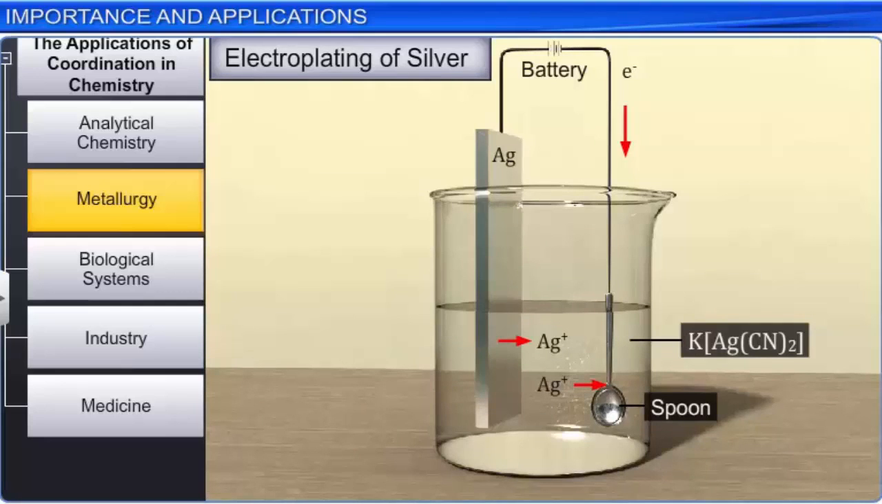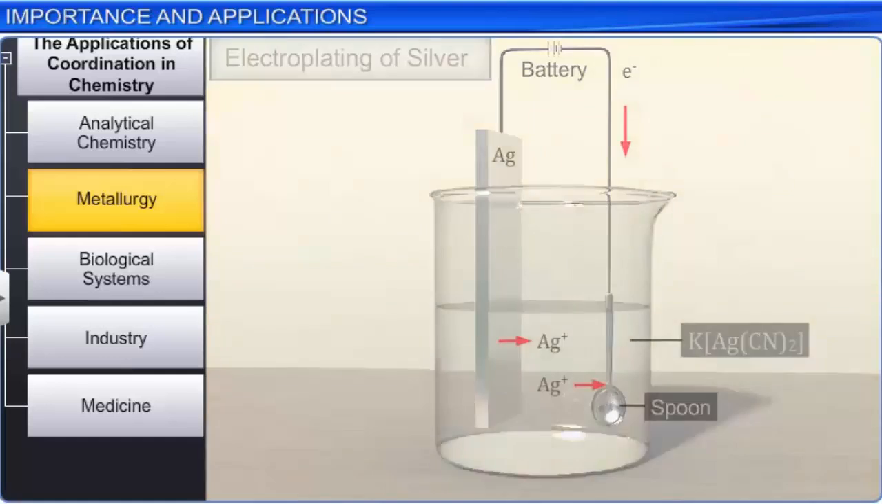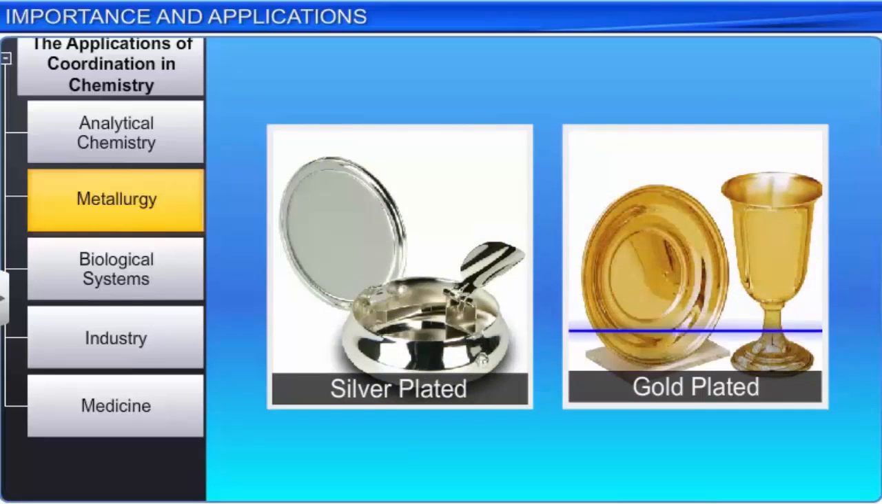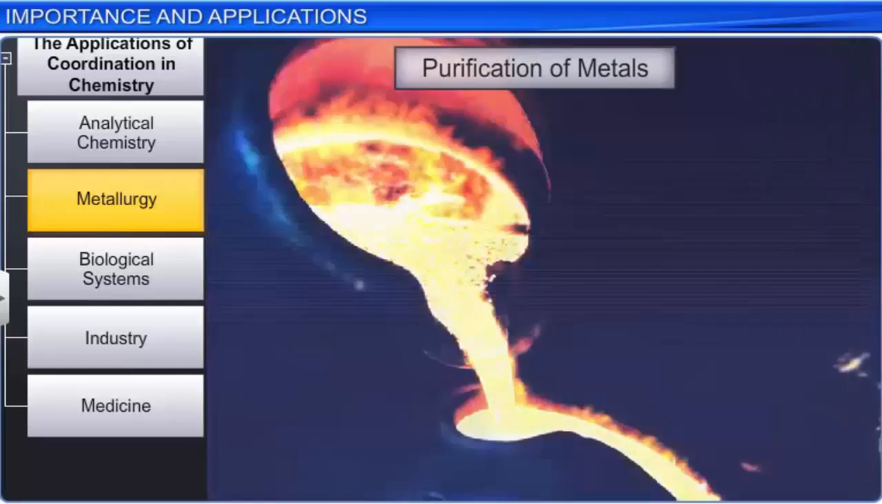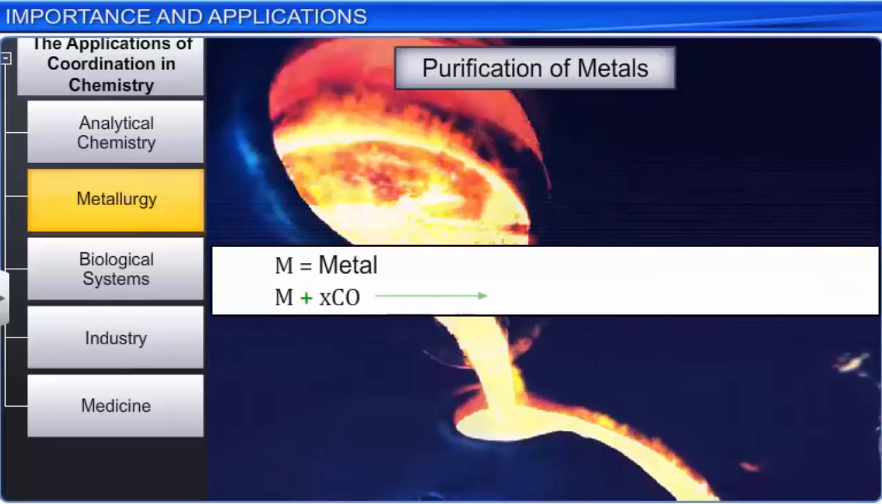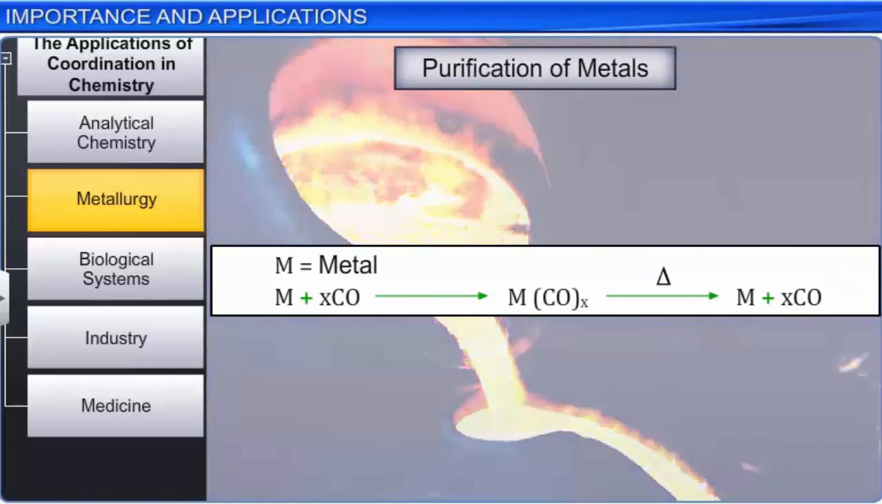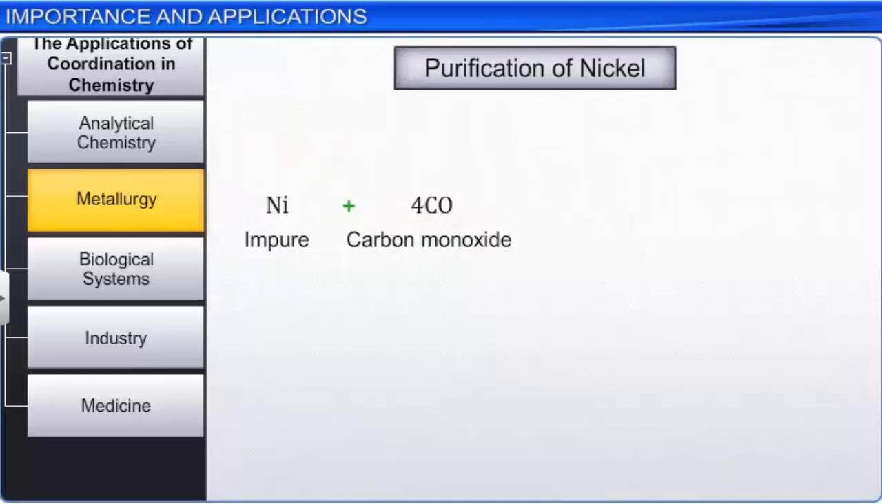Metals can be purified by the formation and subsequent decomposition of their coordination compounds. For example, nickel can be purified by its reaction with carbon monoxide to form the volatile complex tetracarbonylnickel(0), which is decomposed thermally to yield pure nickel.